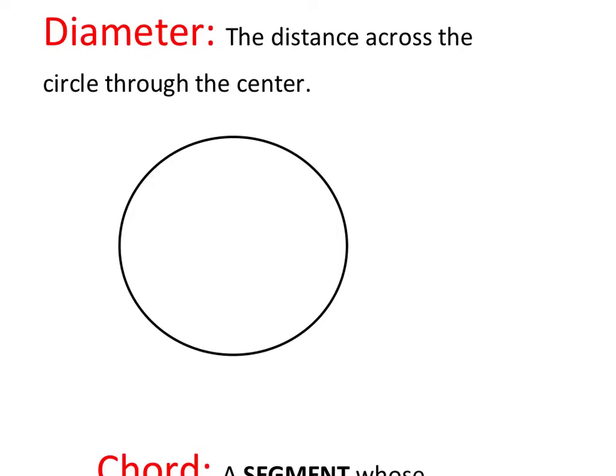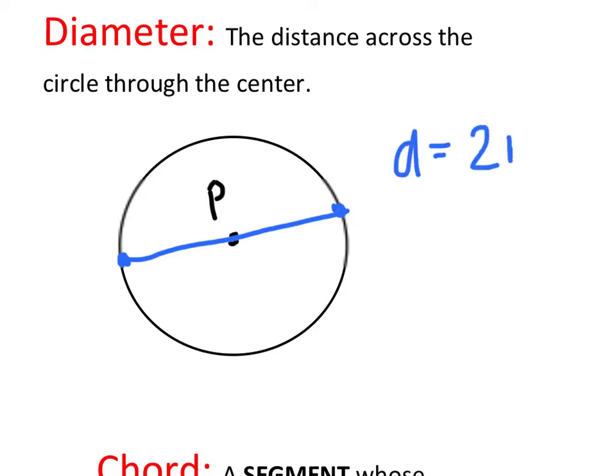Diameter is the distance across the circle through the center. So this is an example of a diameter. Notice a diameter is equal to 2 radii. There's one radius from the endpoint on the circle to P, that's one radius here, and then there's another radius over here. So the diameter is equal to 2 radii. Or you could say a radius is equal to half the length of the diameter.